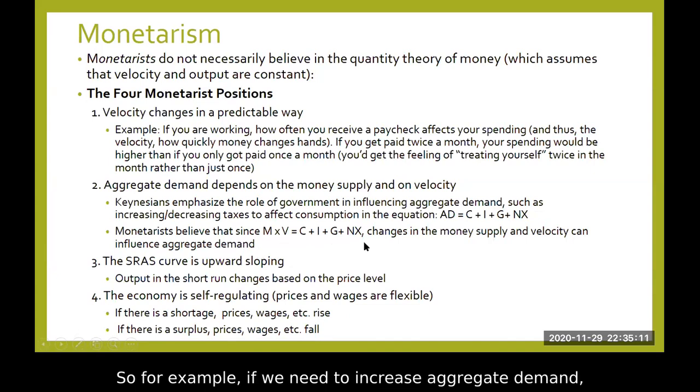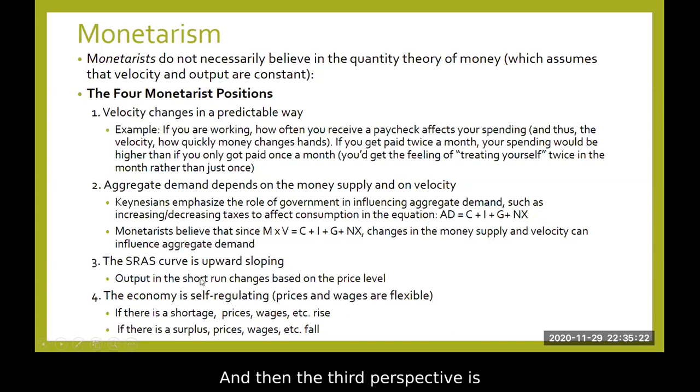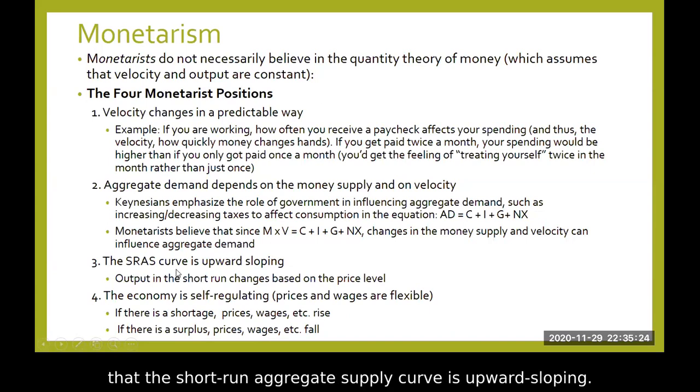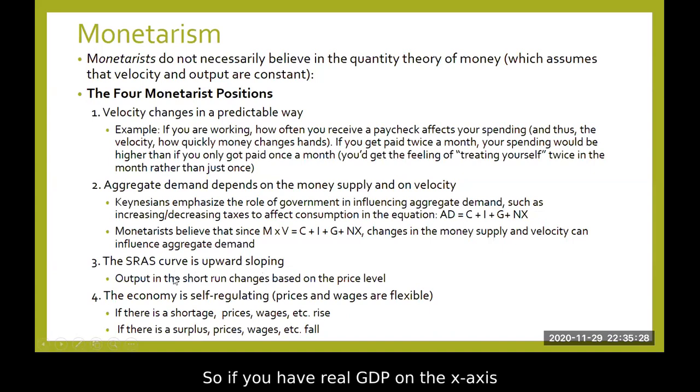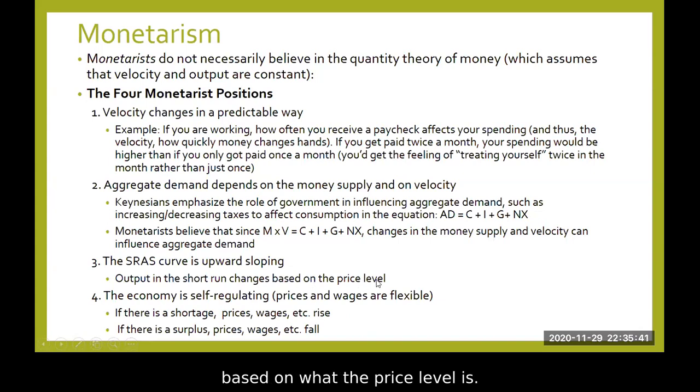So for example, if we need to increase aggregate demand, we can increase the money supply or we can increase velocity. And then the third perspective is that the short run aggregate supply curve is upward sloping. So if you have real GDP on the x-axis and the price level on the y-axis, the short run aggregate supply curve is upward sloping, meaning output in the short run changes based on what the price level is.